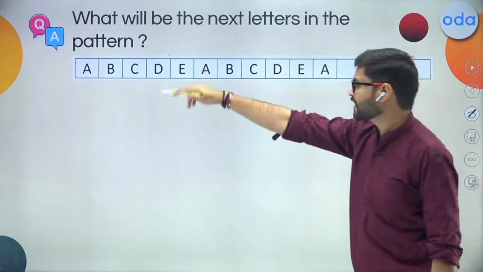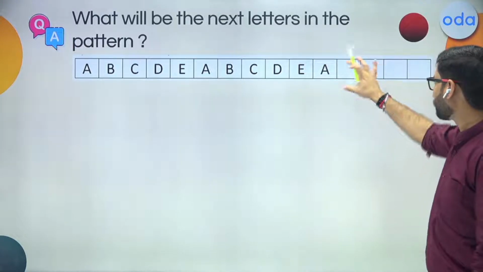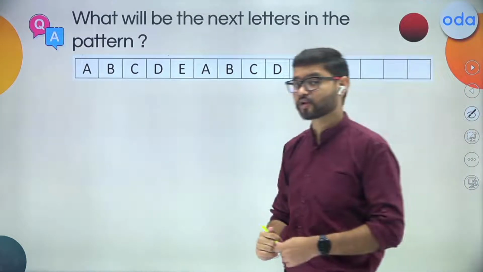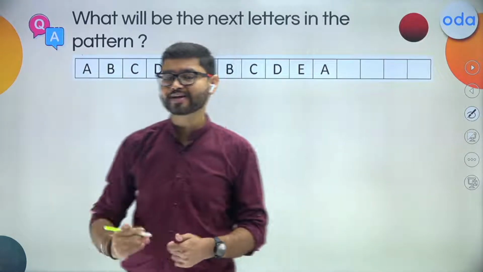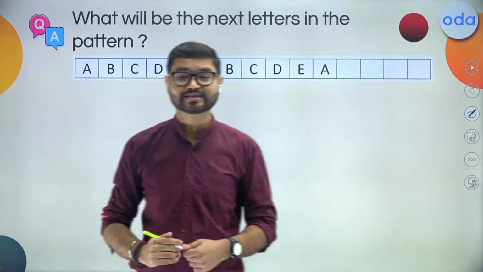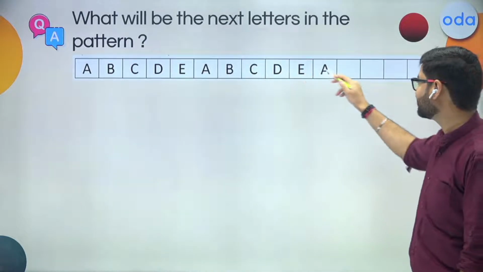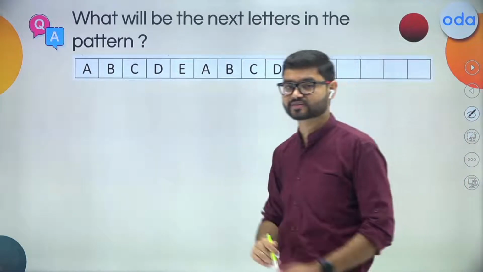So here we have A, B, C, D, E, A, B, C, D, E. What will be the next four letters? That is the question for you. Can you quickly answer this in the chat box? A, B, C, D, E, A, B, C, D, E, A. What four letters will come next?